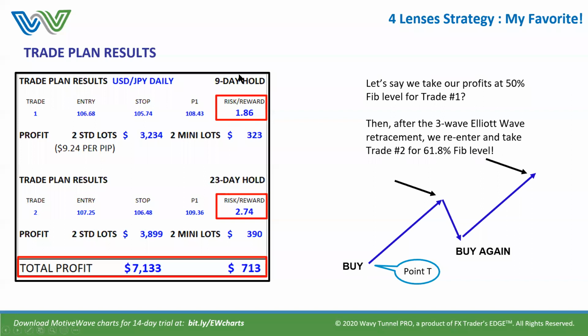So, you know, you have to gauge the way your brain works and what you feel comfortable with. You might have been out of this position before the 23-day hold, so you could look at other opportunities for your equity. Like you have a given amount of equity, that's what you might do. There are lots of decisions to make as a trader. So if you break it up into 2 trades, this would be your profit. $713 on 2 mini lots, or $7,133 on 2 standard lots.